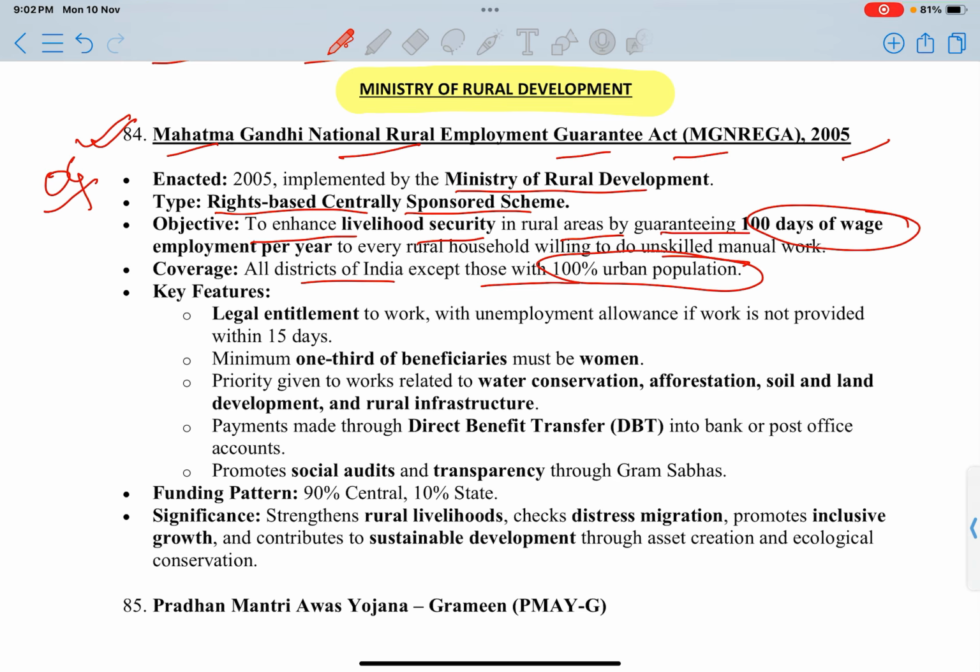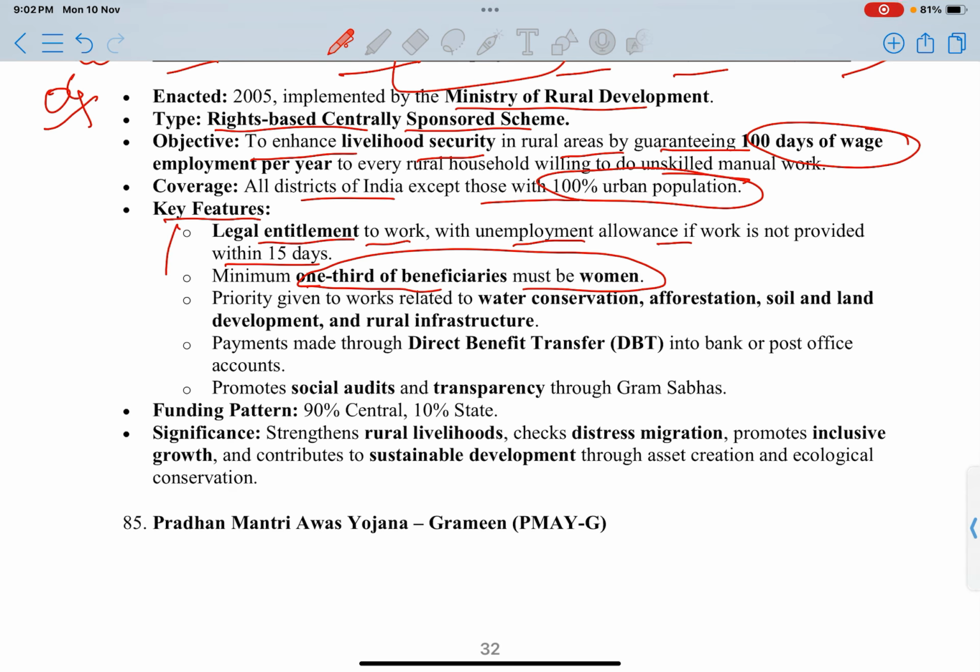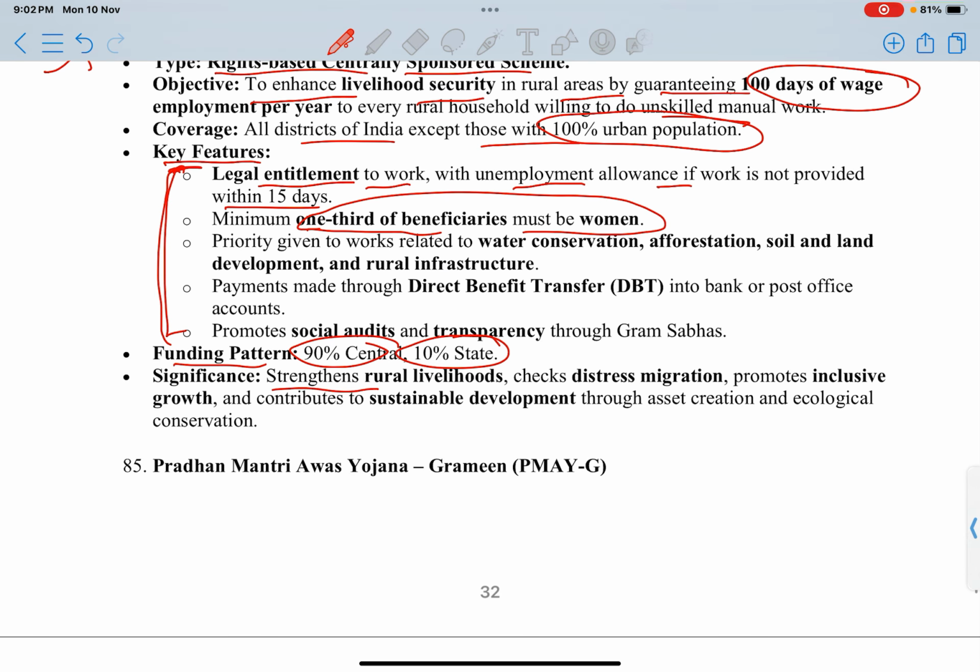So basically, it is a rural employment scheme. Okay, it is not for urban. Key features: legal entitlement to work with unemployment allowance if work is not provided within 15 days. Minimum one-third of the beneficiaries must be women. These are the features, again very important, you have to write in the exam. I am not discussing the features because it is very factual, so you read by your own. Next, funding pattern is 90% central and 10% states. Significance: strengthens rural livelihoods, checks distress migration, promotes inclusive growth, etc.